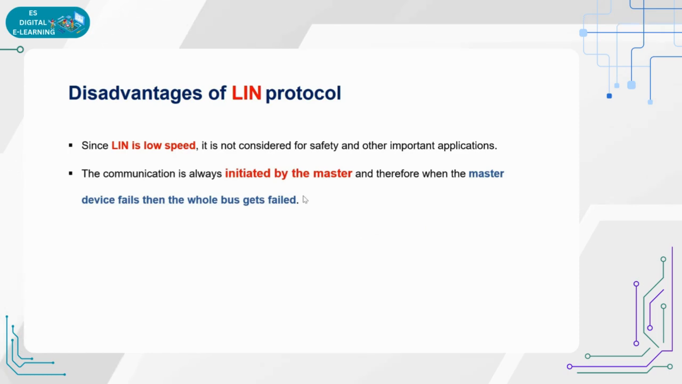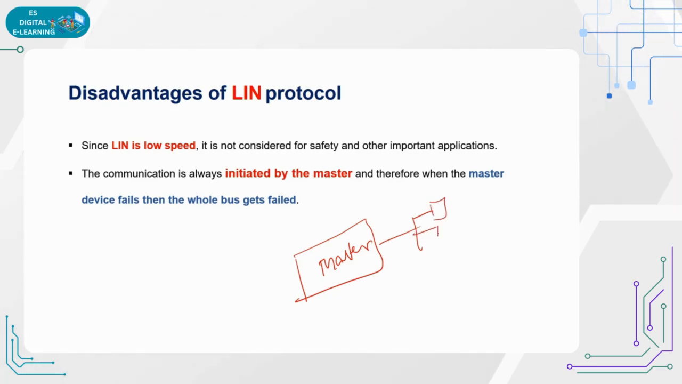And as I told you in the previous classes, always the master only will send the data. If I fix that master, then the master needs to send the data all the time. The master is fixed. It is not multi-mastering, meaning whoever sends the data does not act like a master. No, the master is the one who needs to send the data all the time for the slaves. So that is one disadvantage of the LIN protocol.